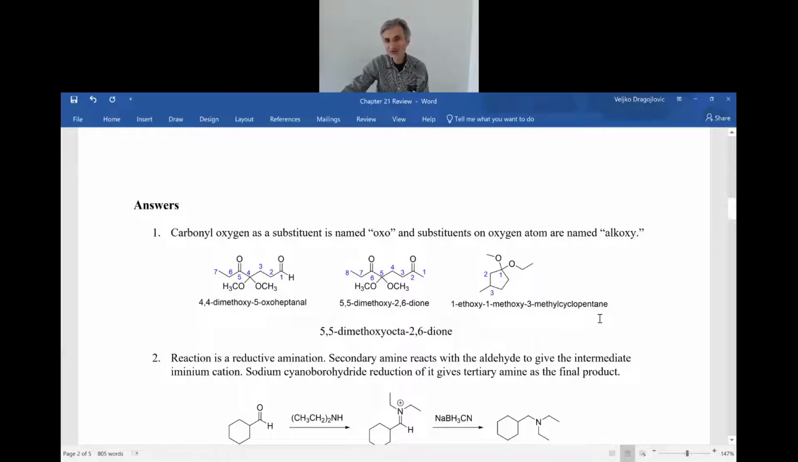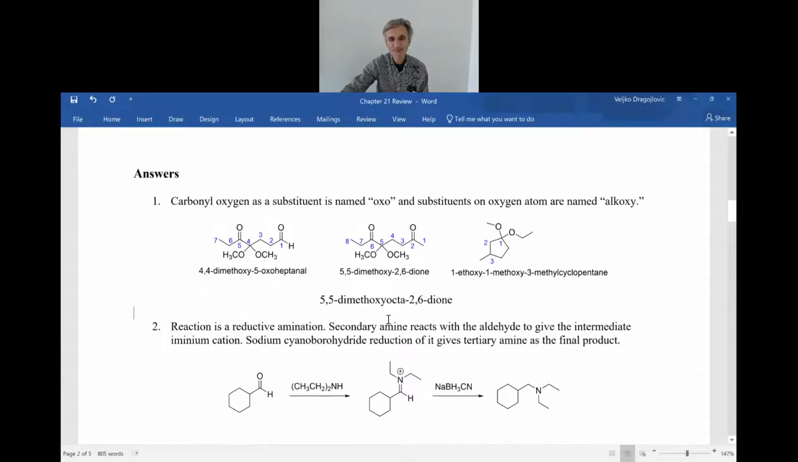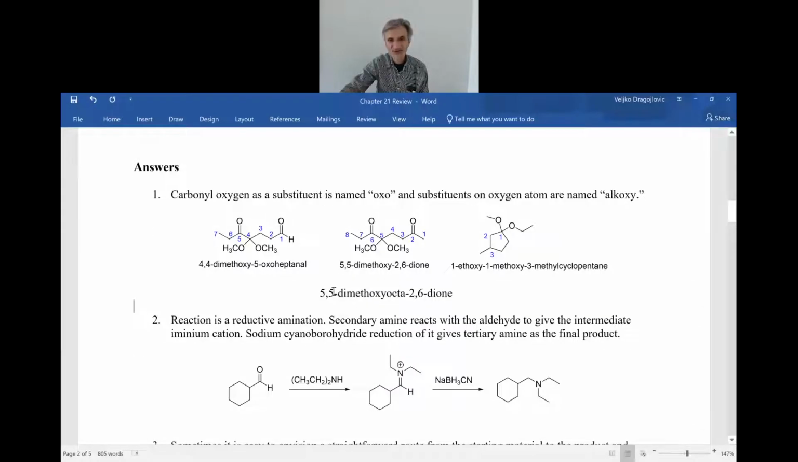So naming is not really difficult. It's just that you have to be careful, like this, not to miss anything when naming compounds.